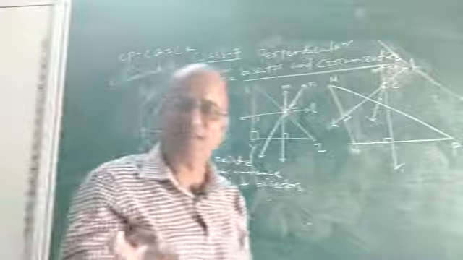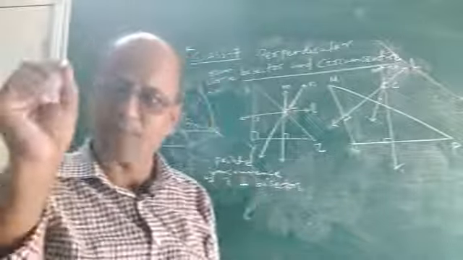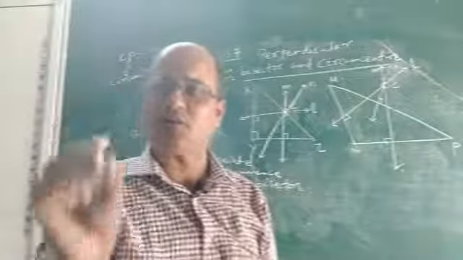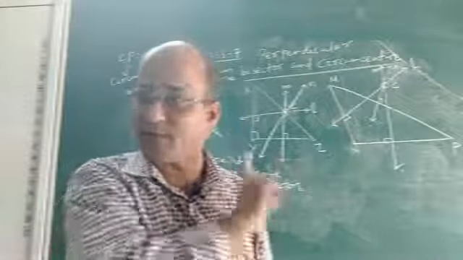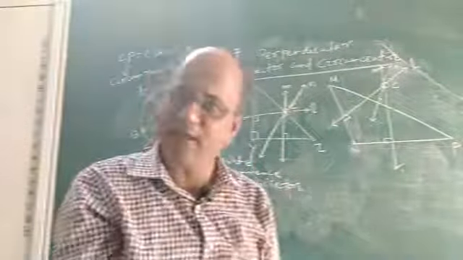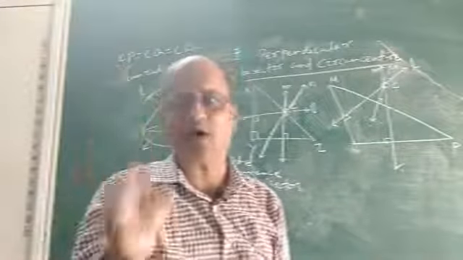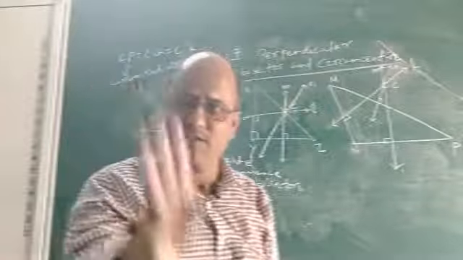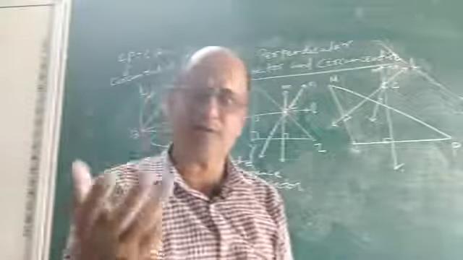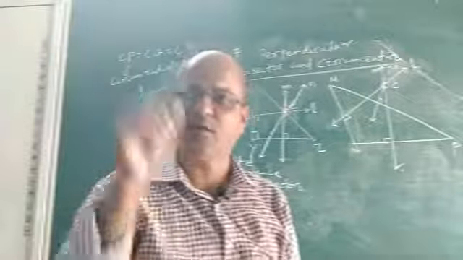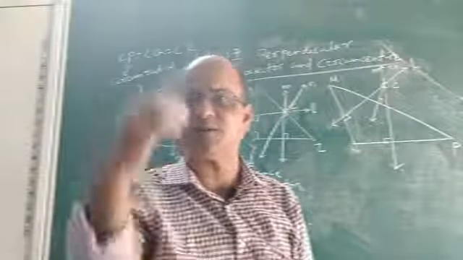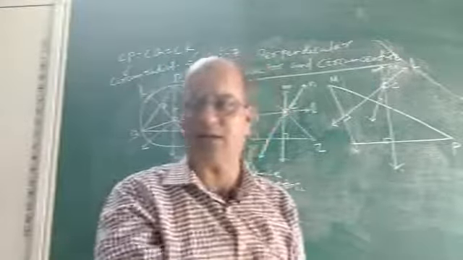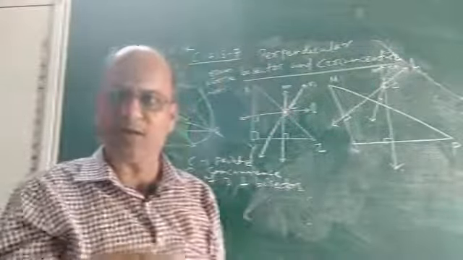So children, in this class we discussed what is a perpendicular bisector, what is the concept, and how to construct the perpendicular bisector of a given line segment. Then I said a triangle has three sides, maybe acute, obtuse or right triangle, so we can construct three perpendicular bisectors. If you draw two perpendicular bisectors of any two sides, the third one will automatically pass through.